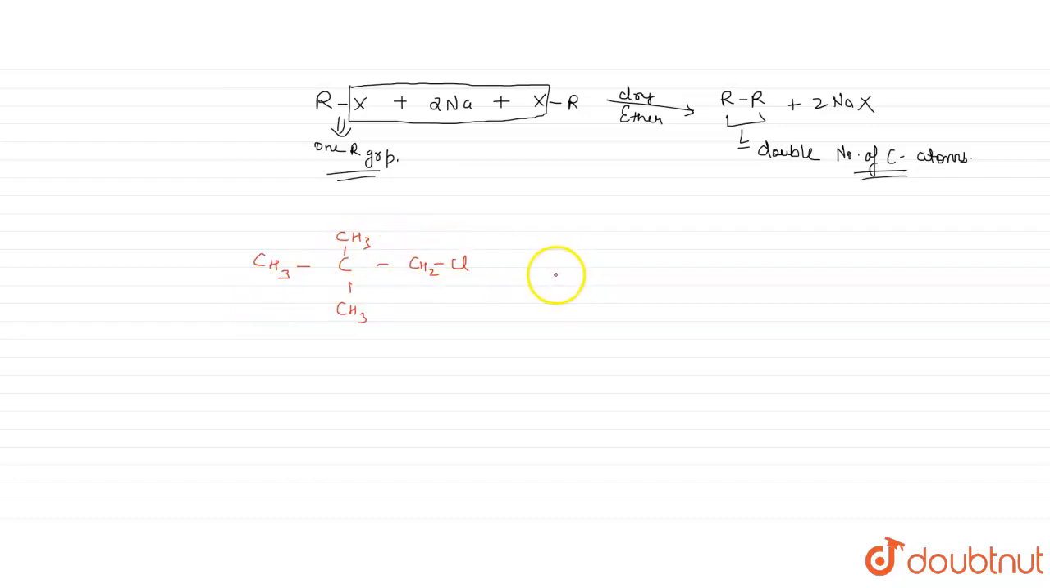We will form the carbon chain. That means from this alkyl halide, that is 1-chloro-2,2-dimethyl propane, we will form the alkane of 6 number of carbon atoms. Now let us check the final product. What will be the final product in this case? When this alkyl halide reacts with 2Na, we need to just redraw it again to find the product.